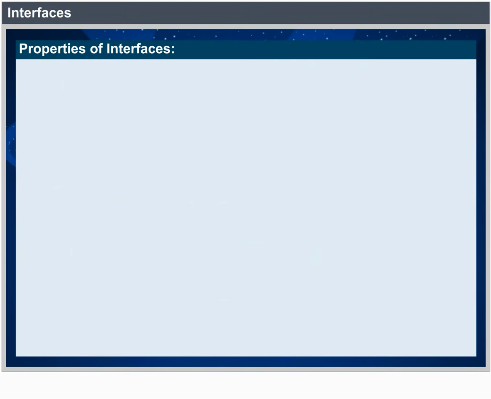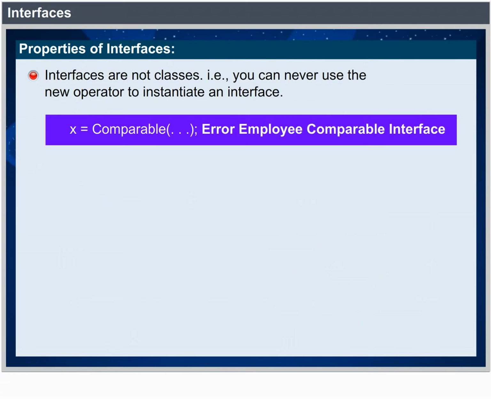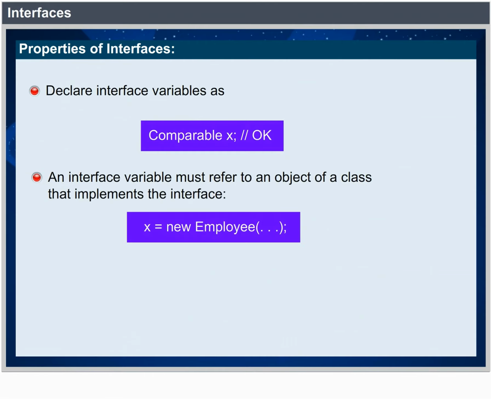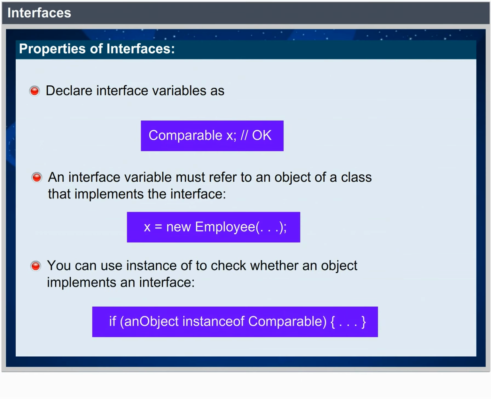Properties of interfaces. Interfaces are not classes. That is, you can never use the new operator to instantiate an interface. Declare interface variables as Comparable x. An interface variable must refer to an object of a class that implements the interface, x = new Employee(). You can use instanceof to check whether an object implements an interface. If an object instanceof Comparable.